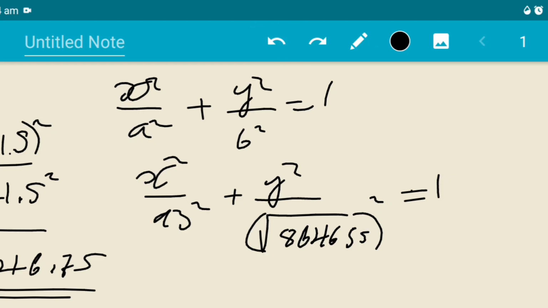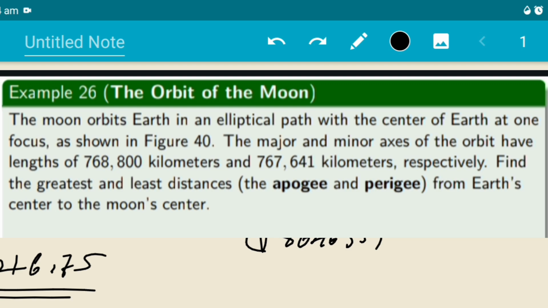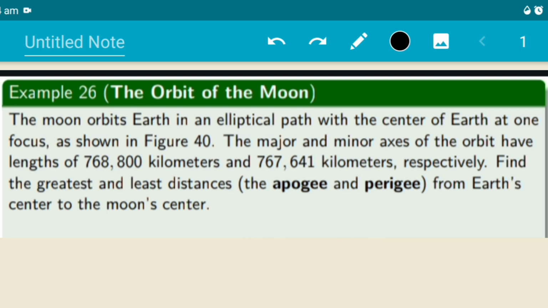Let's look at another example. We're being told that the moon orbits Earth in an elliptical path with the center of Earth at one focus, as shown in the figure. The major and minor axes of the orbit have lengths of 768,800 kilometers and 767,641 kilometers respectively. Find the greatest and least distance, the apogee and perigee.